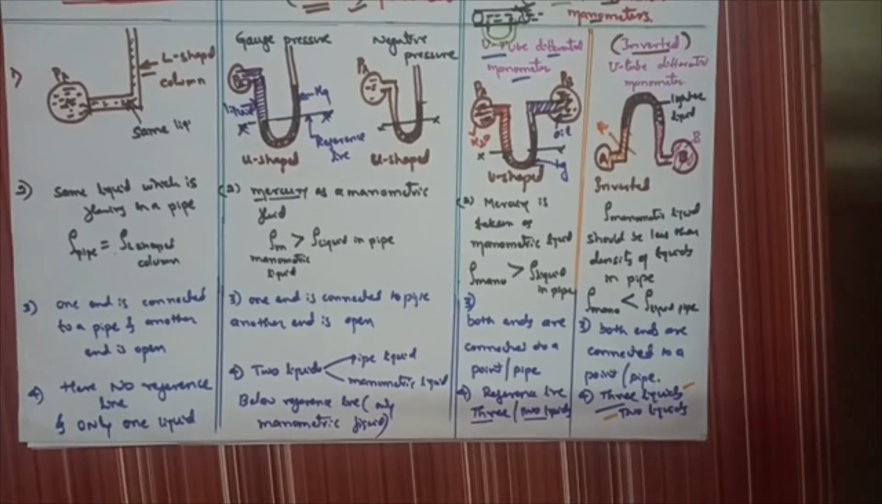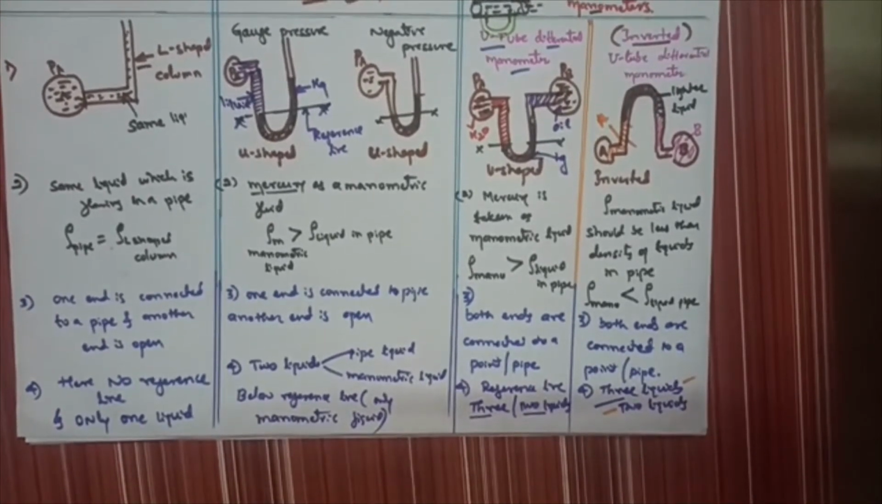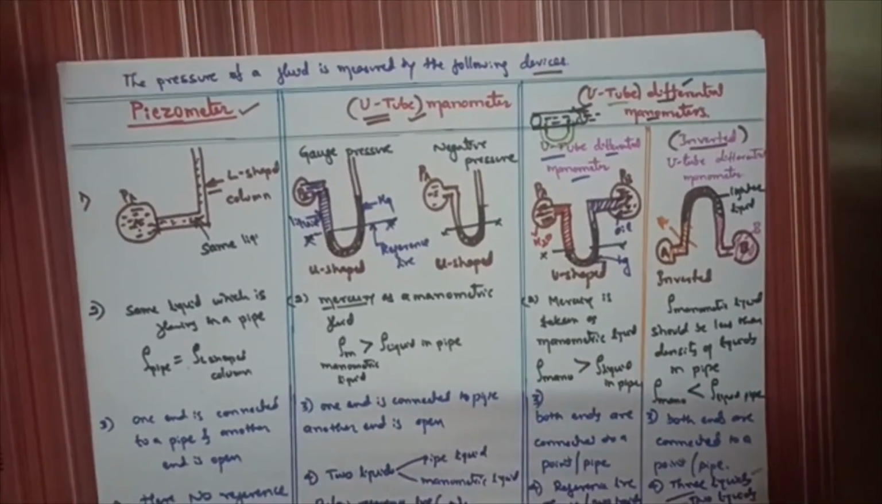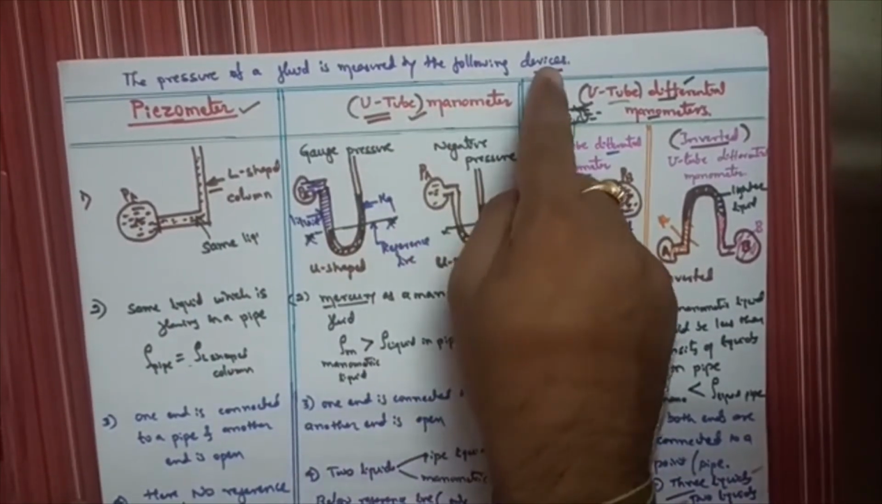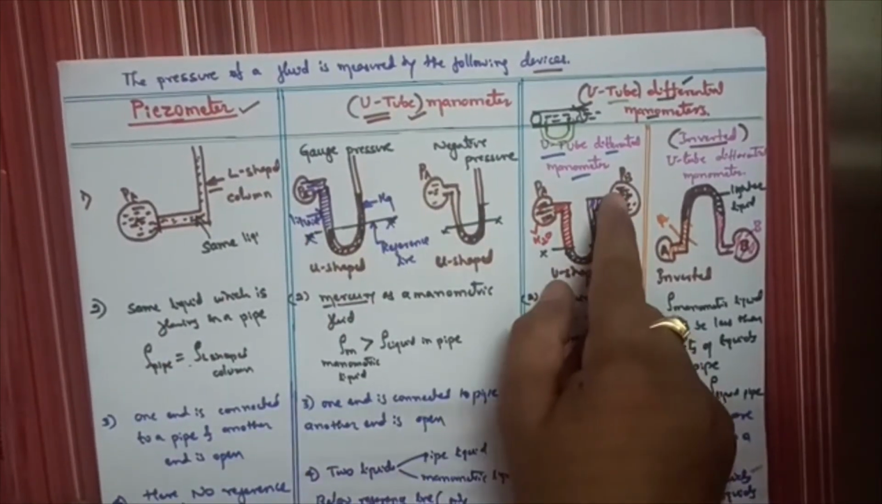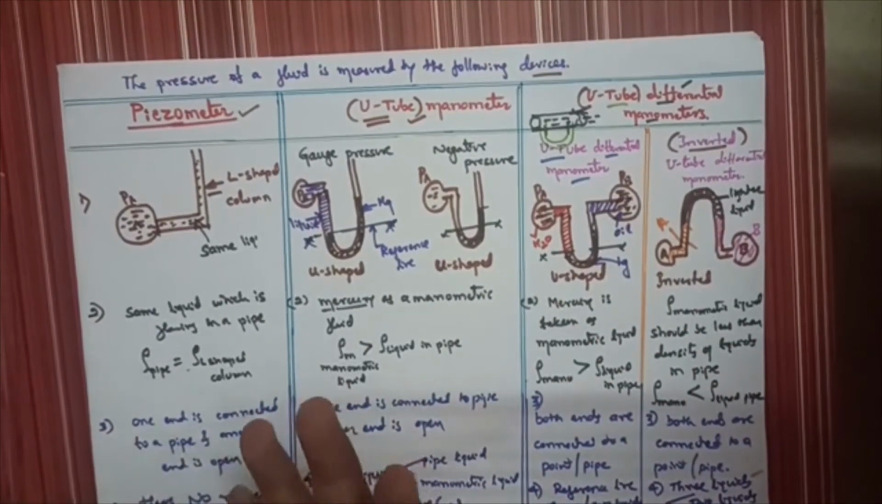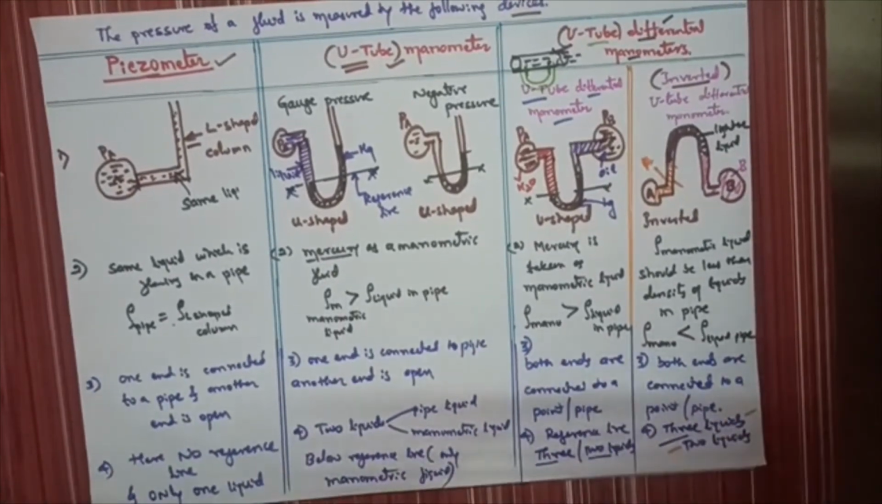So these are the four differences between the manometers. Even though manometers are used for measuring the pressure difference, that is the reason I have written here: the pressure of a fluid is measured by the following devices. All devices are used for measuring the pressure or pressure difference between two points. But what is the difference between these two? This is what we have discussed here.